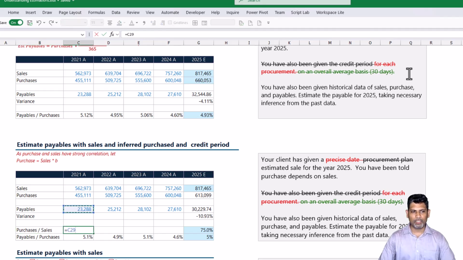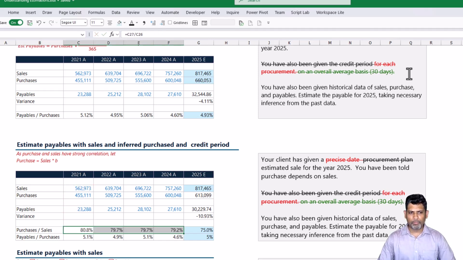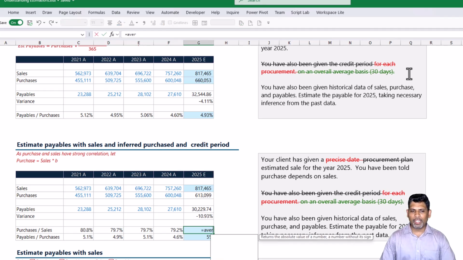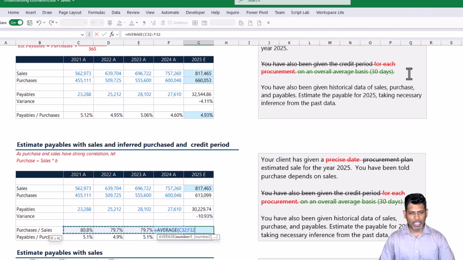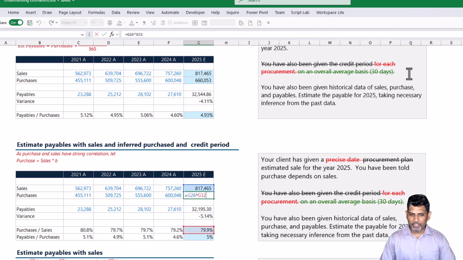So let's take the number purchase upon sales. It was 80% in 2021. Luckily for us, it's been in that range for the last 4 years. So that gives us more confidence to take a number similar to 80. So let me just go with the average of this. Average of the last 4 years, that's 79.9%. So now I have a purchase number and I have a payables number.